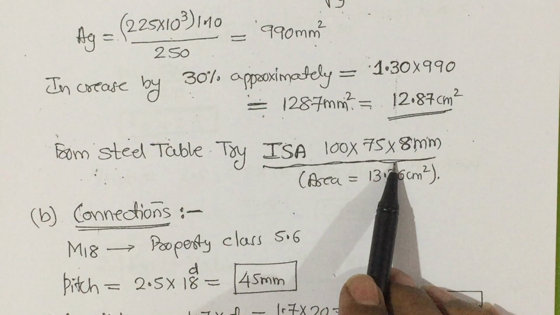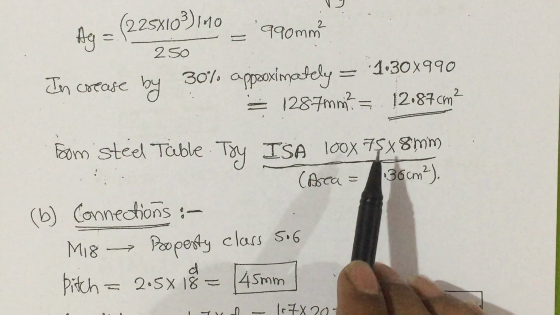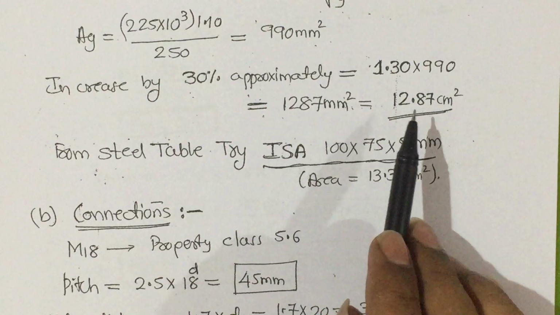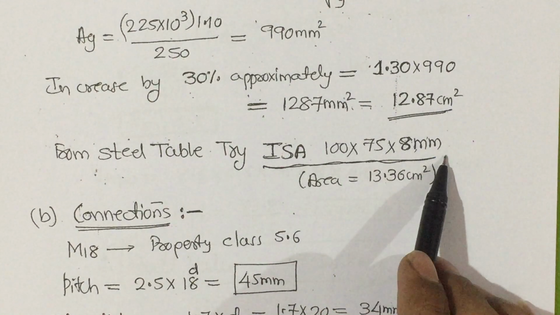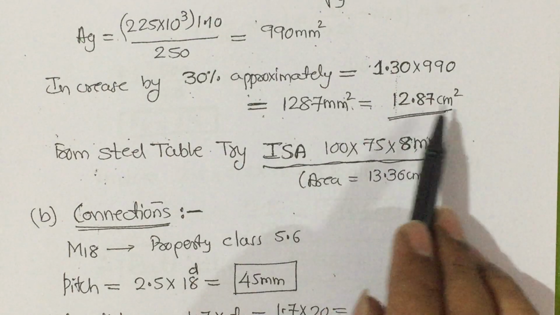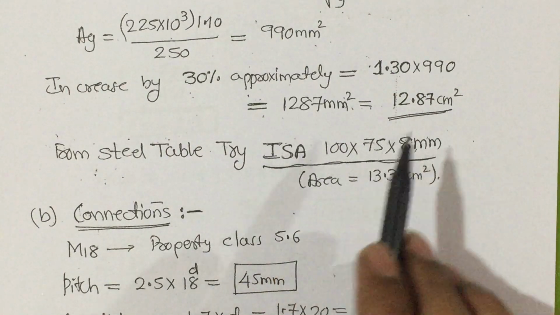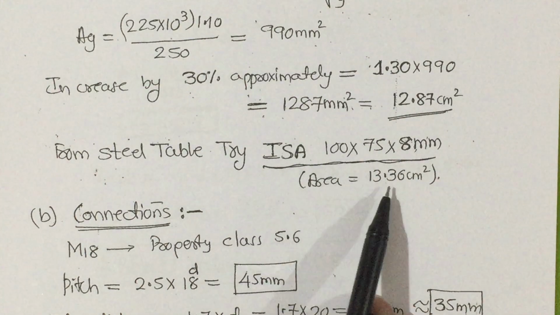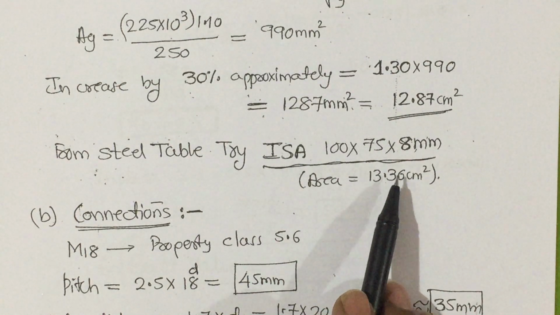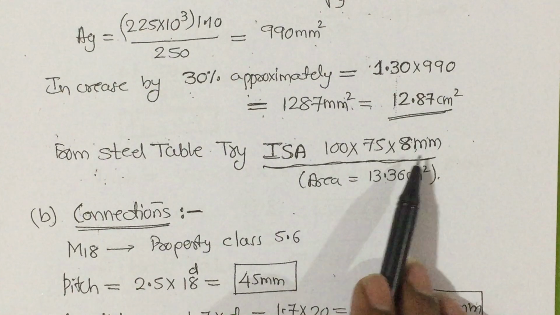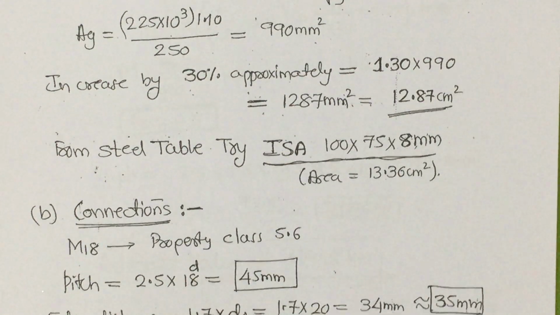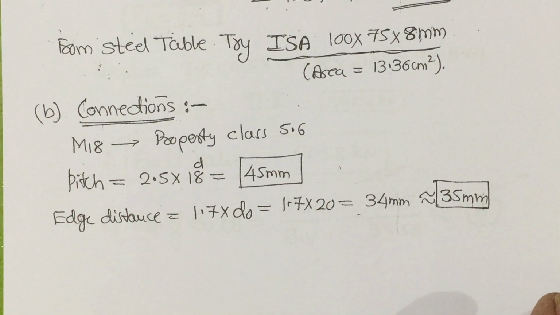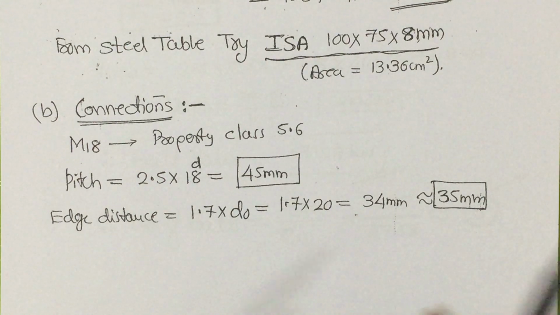How to search the area? We need to search for the area in such a way that the selected area should be more than this one and near to this one, more than 12.87 and near to 12.87. So 13.36 is near and the section is ISA 100 by 75 by 8 mm. Then once we selected the section, the second step is connections.